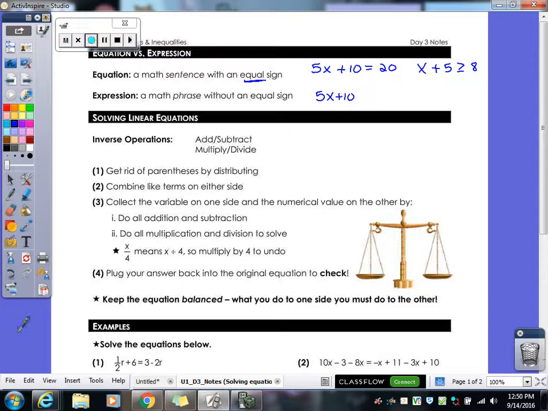Now, the only things that we can solve are equations. When we solve equations, we go backwards from our PEMDAS. Remember, PEMDAS was parentheses, exponents, multiply, divide, add, subtract. We go backwards. We always add or subtract first when we're solving equations. And then we multiply or divide at the end. You have to know, just like a scale, whatever you do to one side, you do to the other, right?